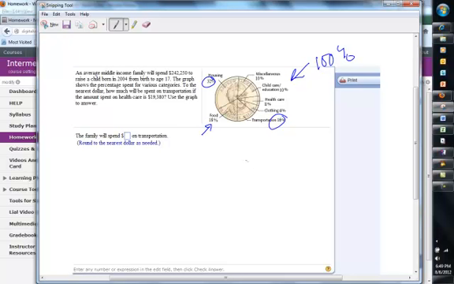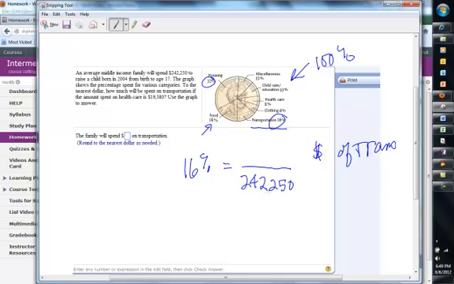Anyway, let's get on with the graph here. To the nearest dollar, how much will be spent on transportation? Okay, so what we need to know is the dollars of transportation. Well, they tell us it's 16%. That's the rate. The total amount is $242,250.